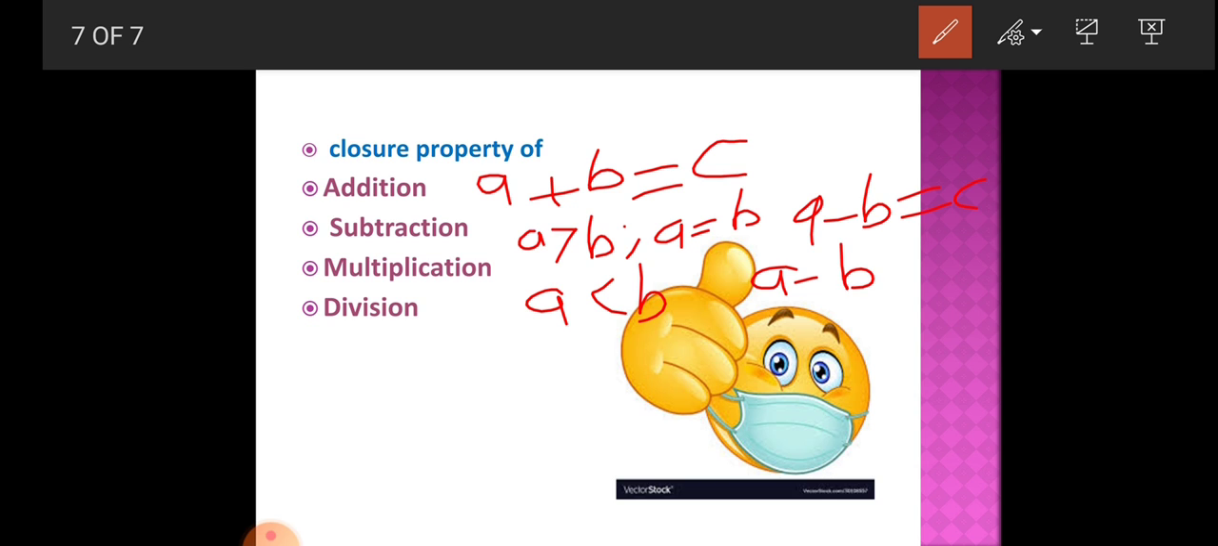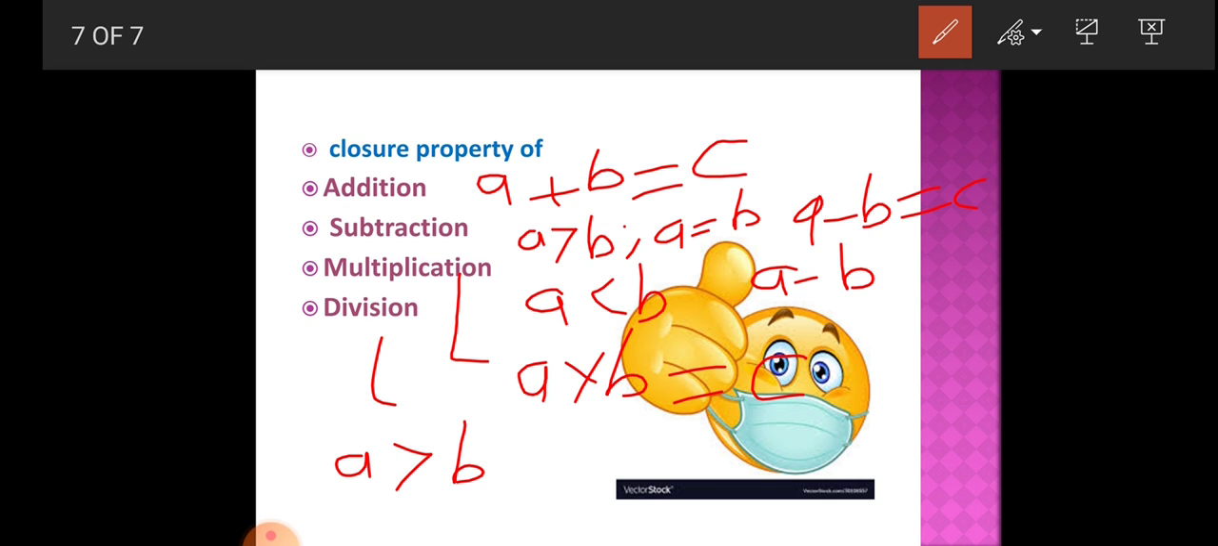In multiplication, when we multiply two whole numbers A into B, the answer is a whole number. In division, when A is greater than B, meaning the dividend is greater than or equal to the divisor, then we get a whole number. Otherwise, A by B is not a whole number.